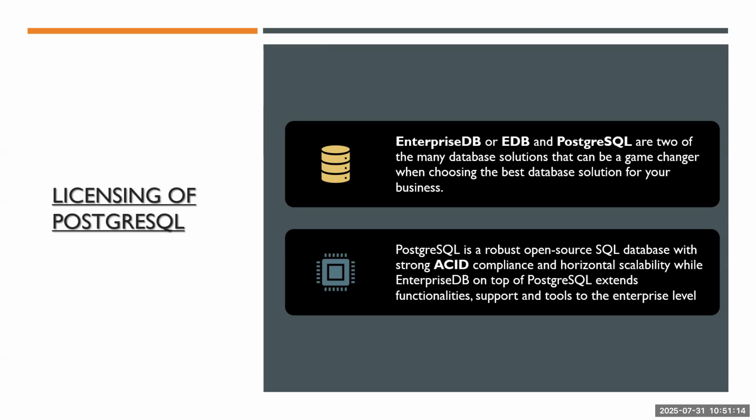Along with this, you can go for the Enterprise Postgres DB, where you can extend your functionality like support and tools at the enterprise level. If you want to purchase a license, you can go for the EDB database. If you don't want a license, then go for the Postgres engine only, the traditional engine. Is it clear, everyone?